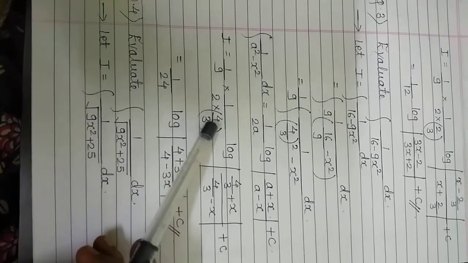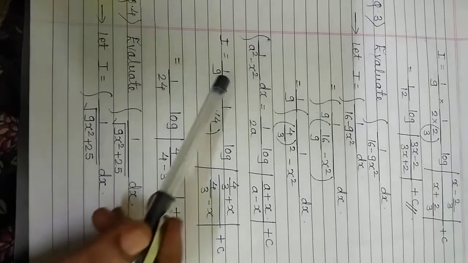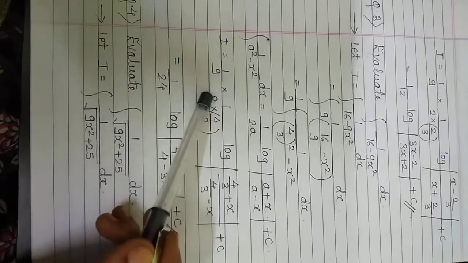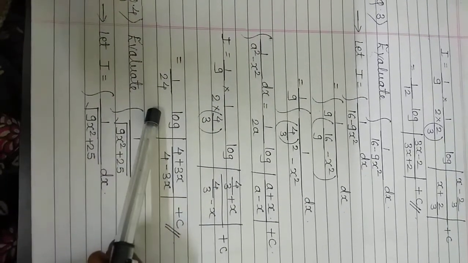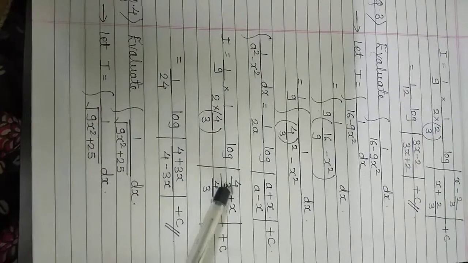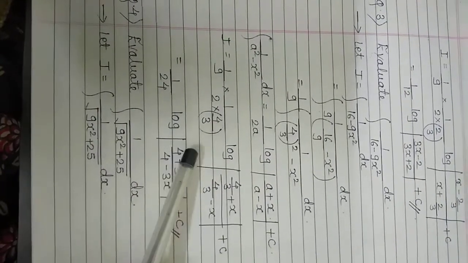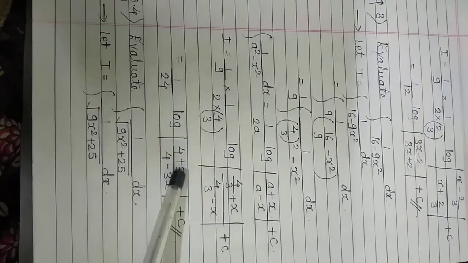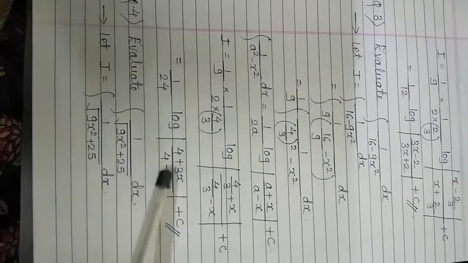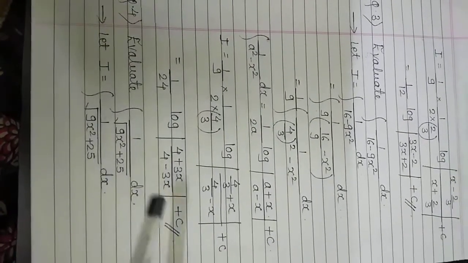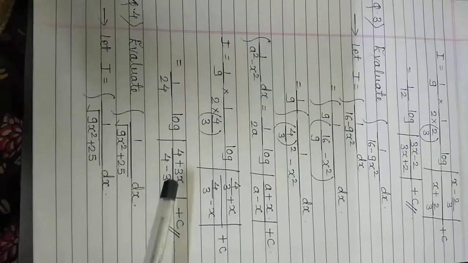Now simplifying this, 3 1s are 3, 3 3s are 9, 3 into 2 into 4, that will be 24. So 1 upon 24 log mod, cross multiplying this, we will get 4 plus 3x upon 3 upon 4 minus 3x upon 3. So the denominator 3 will get cancelled, and this is the answer.